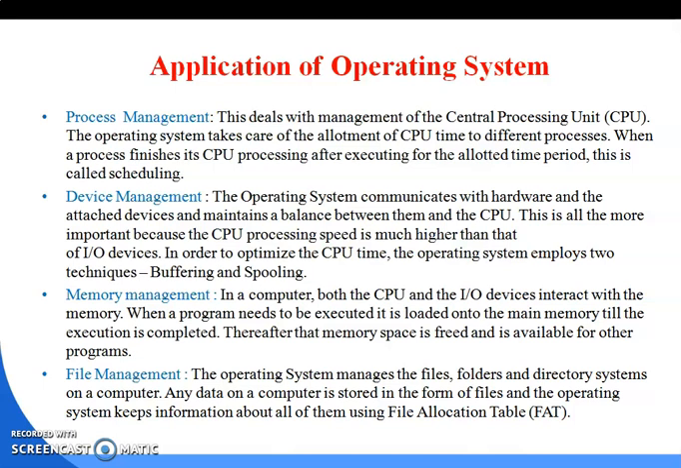So first is your process management. This deals with management of the central processing unit, the CPU. The operating system takes care of the allotment of CPU time to different processes. When a process finishes its CPU processing after executing for the allotted time period, this is called scheduling. That means in process management, there is scheduling. What do we mean by scheduling?